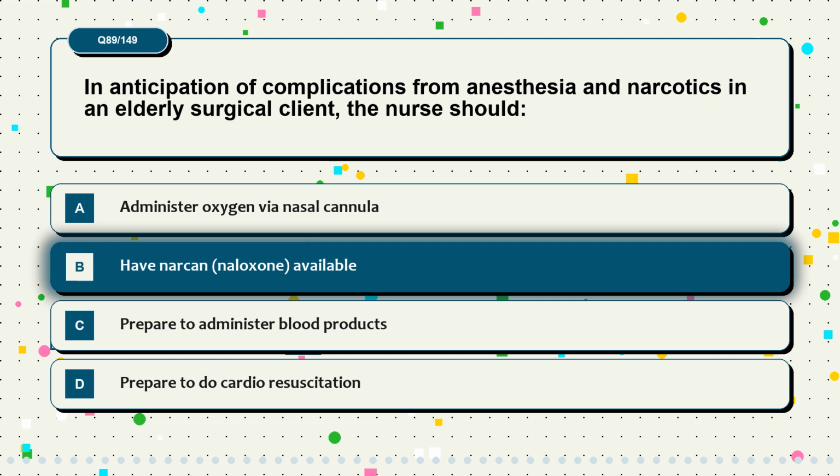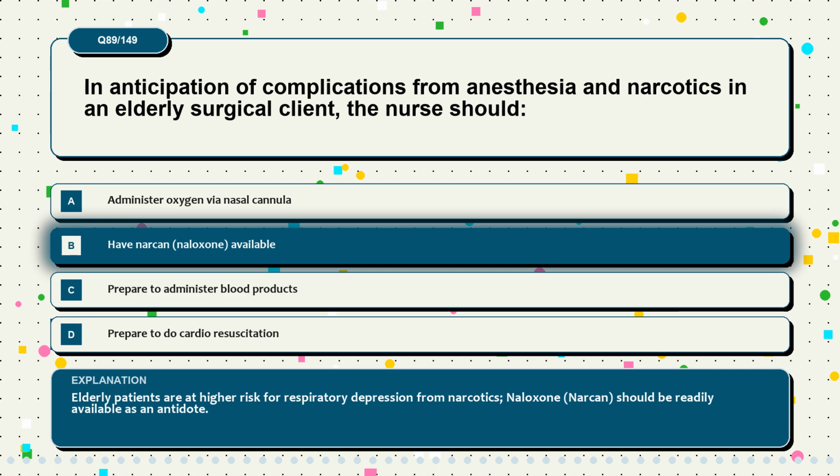The correct answer is option B. Have Narcan naloxone available. Elderly patients are at higher risk for respiratory depression from narcotics. Naloxone Narcan should be readily available as an antidote.